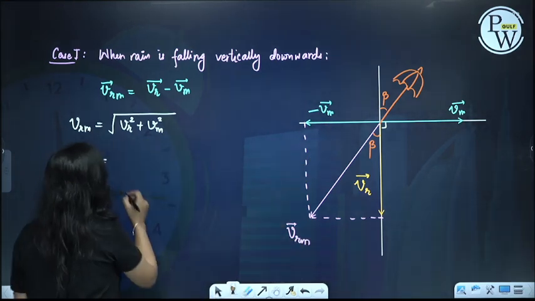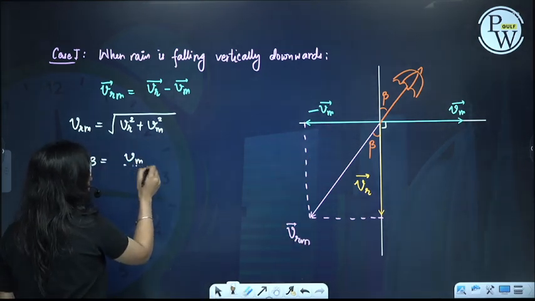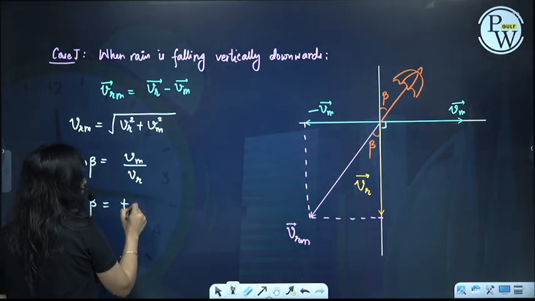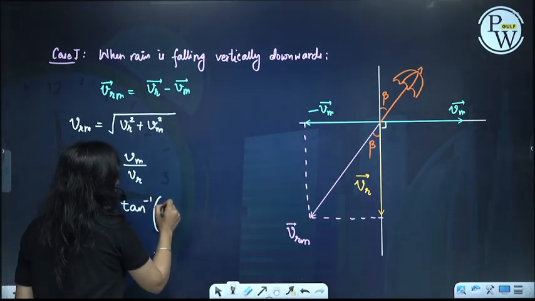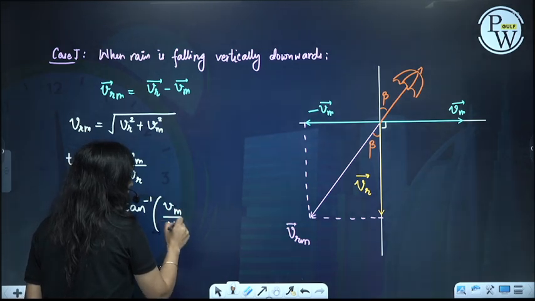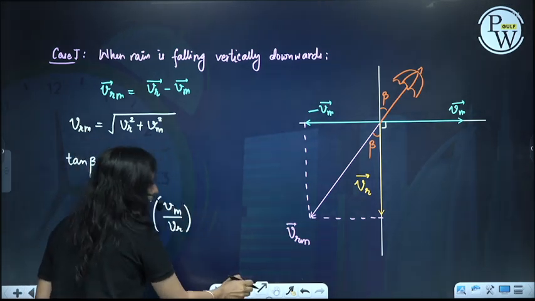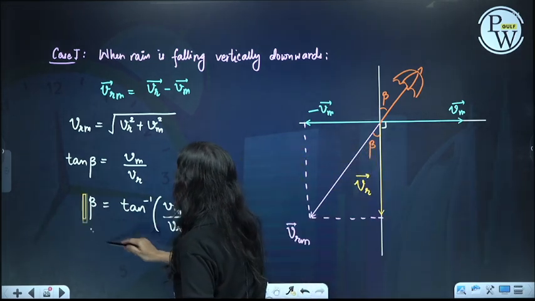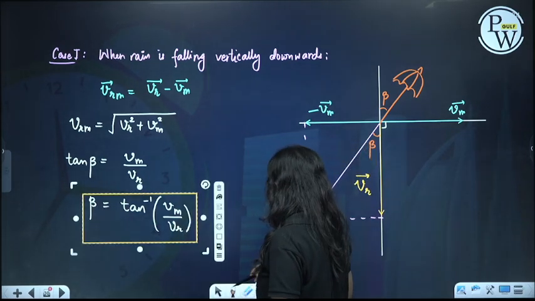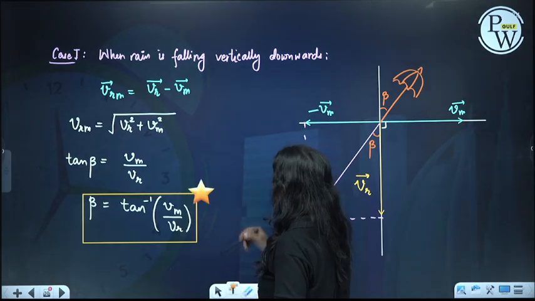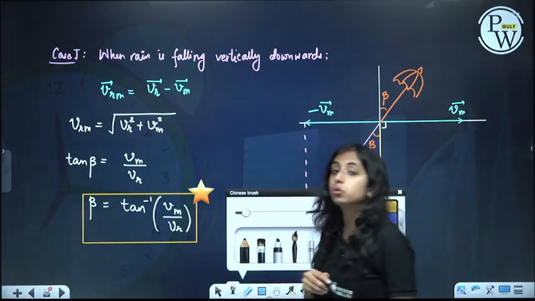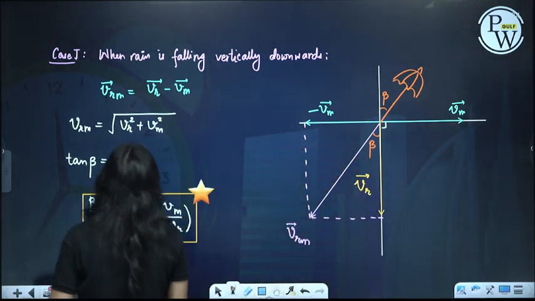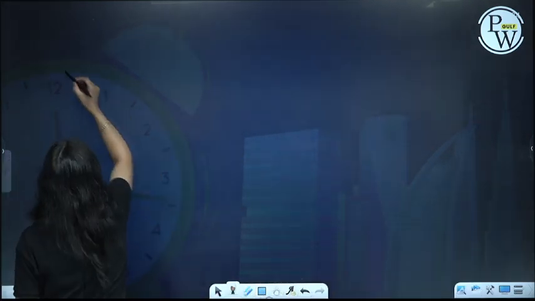Tan of beta will be equal to Vm by Vr. So man will hold the umbrella at an angle beta, which is equal to tan inverse of Vm by Vr. So this is the angle with which man should hold the umbrella to avoid getting wet. Okay, now let's do case 2.